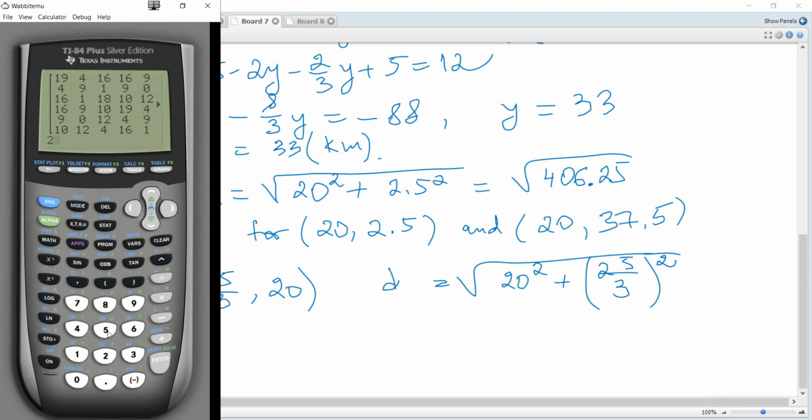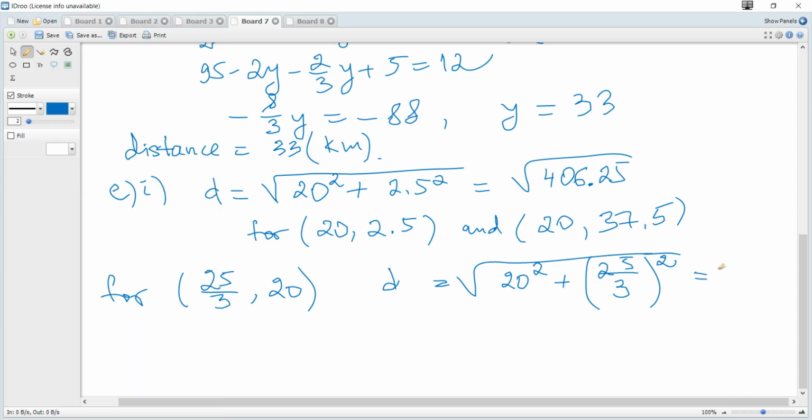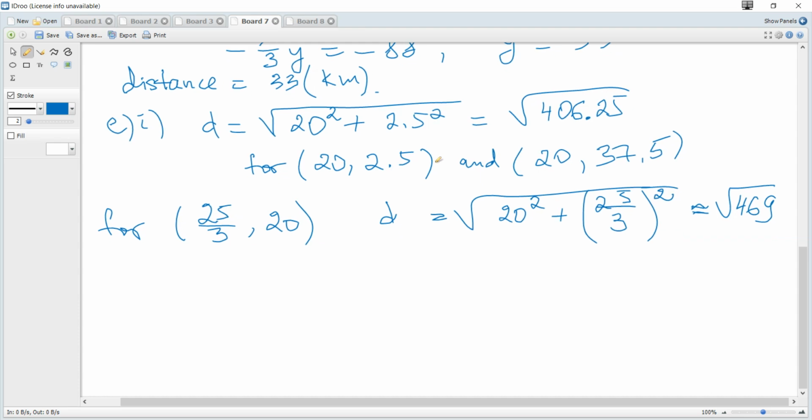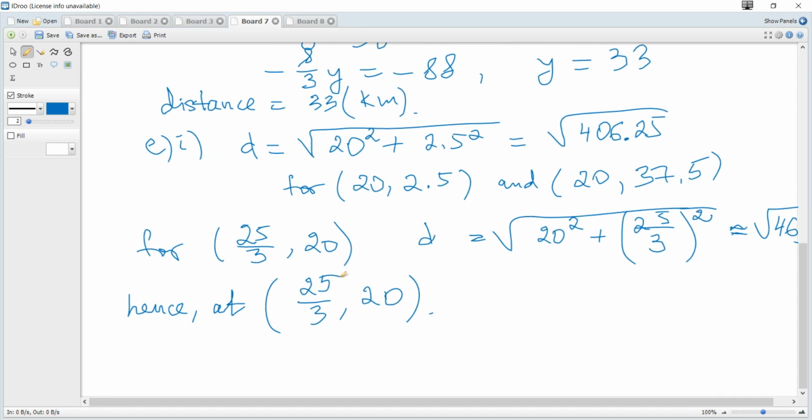So we can represent 25 over 3 as a decimal, then squared, and plus 400, so it's approximately 469, and hence we can conclude that it must be at 25 over 3 and 20 at the vertex, so that the distance to the nearest town is the largest.